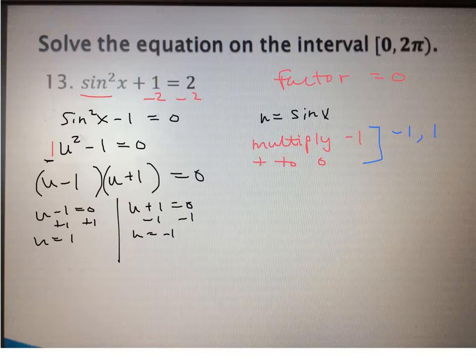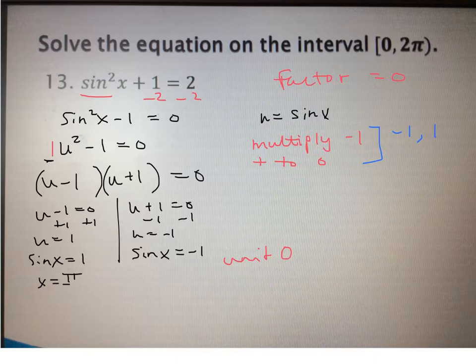U equals -1. But we didn't really have a u. We really had sine of x. So go ahead and substitute that back in. And then we want to look at our unit circle and see where does sine of an angle give me 1. And so one place is pi over 2, and if I make another full rotation, then I'm going to be outside of my interval.